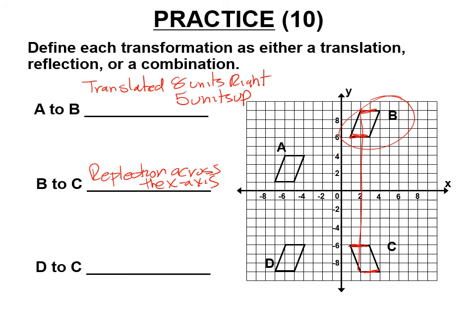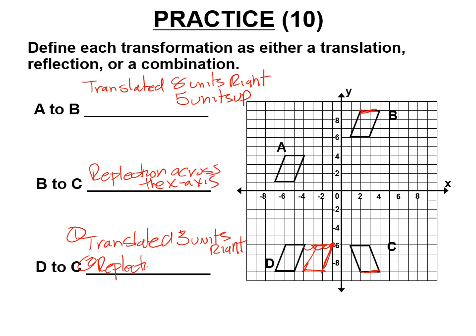And what's left? D to C. All right, so D to C is a combination. So what am I going to do? I'm going to translate it first. I'm going to move it 1, 2, 3. I'm going to move it right there, because once I move it there, then I can reflect it. So it's 3 units right, and then number 2, it's going to be a reflection across the y-axis.